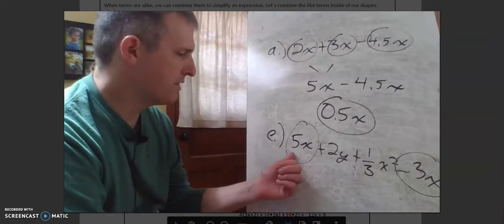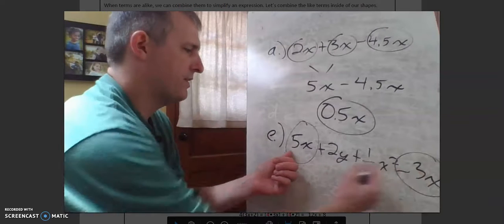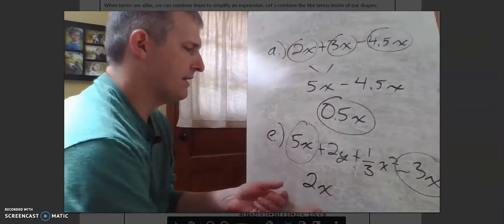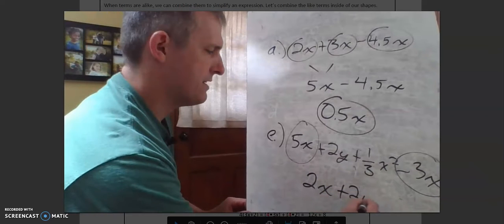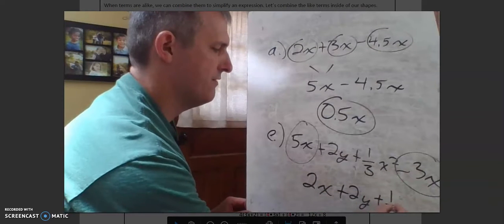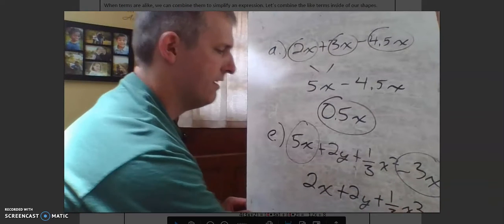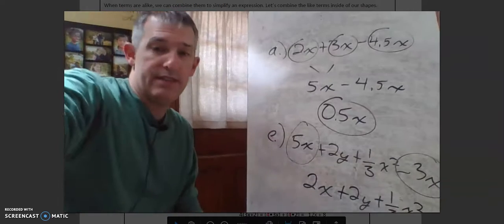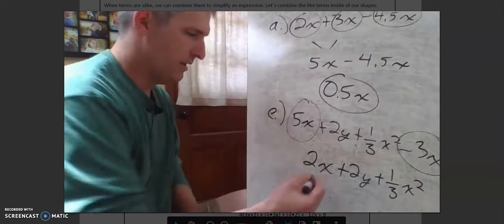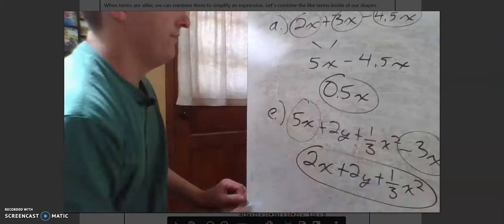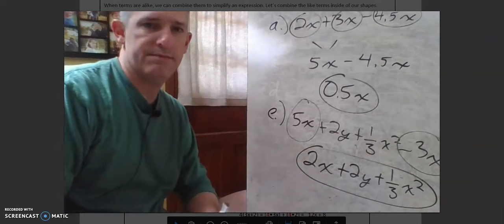Okay, so I'm going to combine those. So 5 minus 3 would be 2x. And then I can't do anything with the rest of this, so I'm just going to rewrite it just as it is. Can't change it. And then, believe it or not, that's it. Okay, that's as far as I can go on this problem. All right, so that's my final answer.